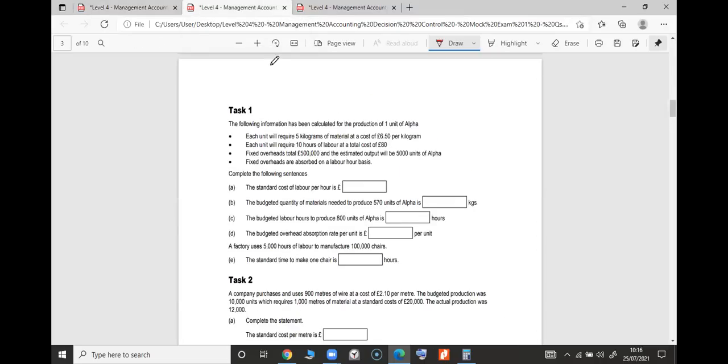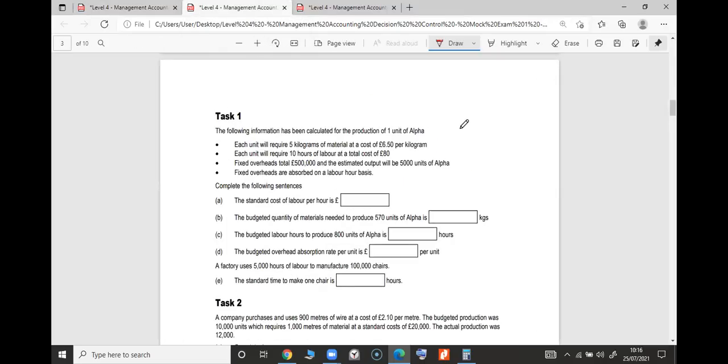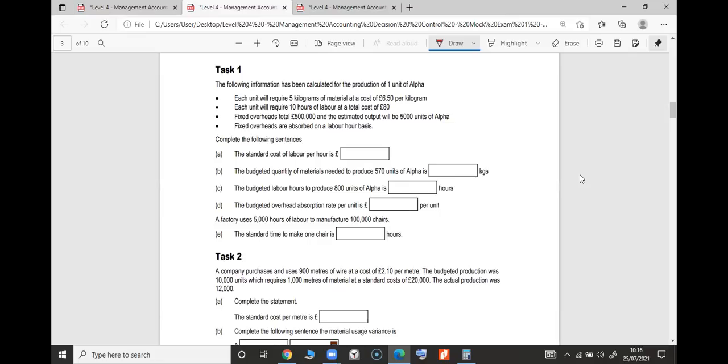Task number one, making it slightly bigger. You can take a screenshot straight away now. All the screen is in front of you anyway. Reading it for you. Very nice and straightforward question. The following information has been calculated for the production. I normally say read the requirement first, then read the scenario later on. But this scenario is very small, we can read it along with the requirement.